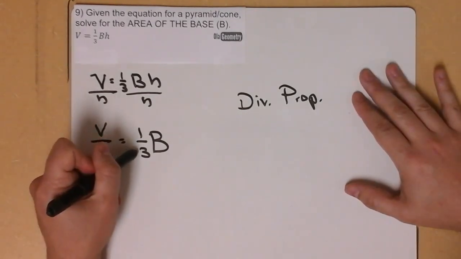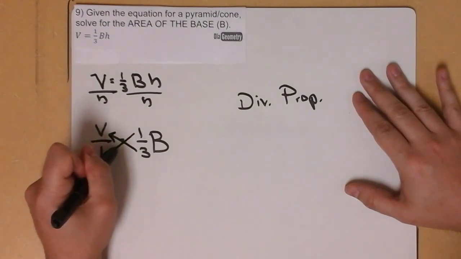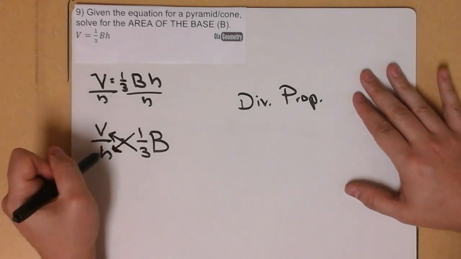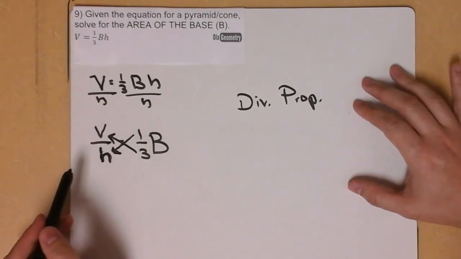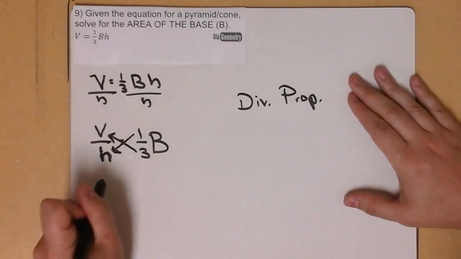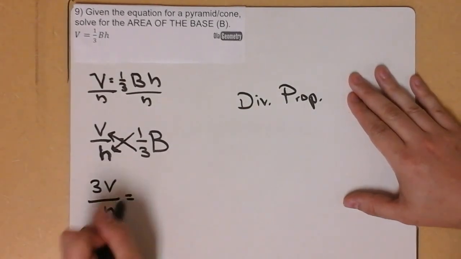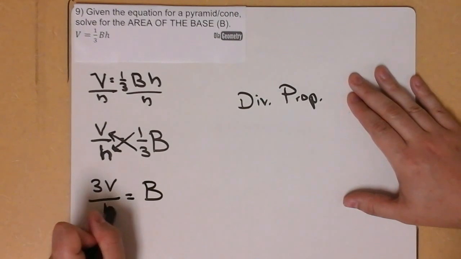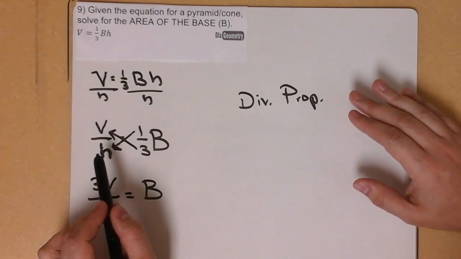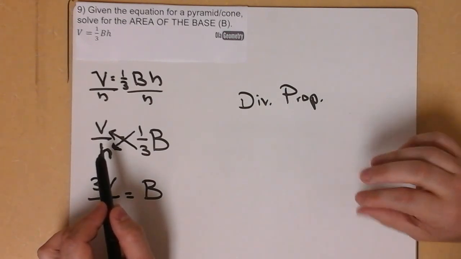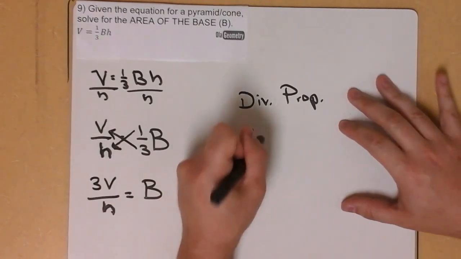So when I do that, this 3 goes there and that 1 goes down there, which that 1 times h is just going to be h. So I'm going to have 3V over h equals B. There are a number of ways to handle this, and I just gave you the shortcut. However, if you're comfortable with a certain way, then I suggest you stick with that. And I'm going to call this the multiplication property.